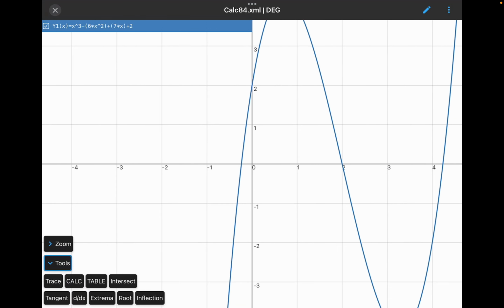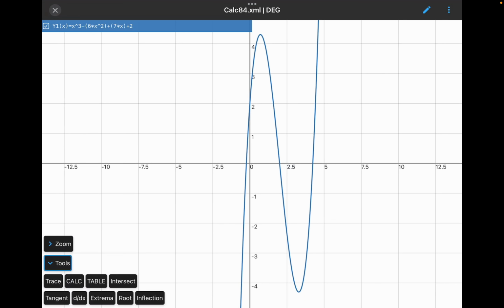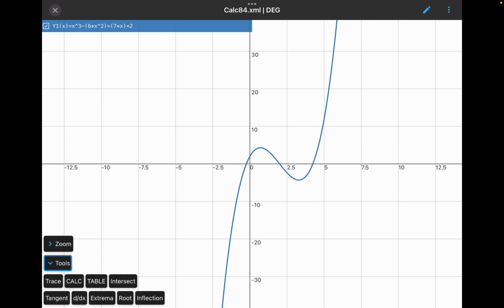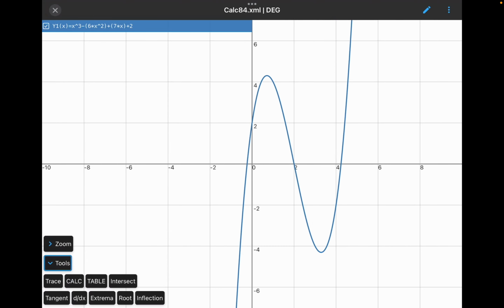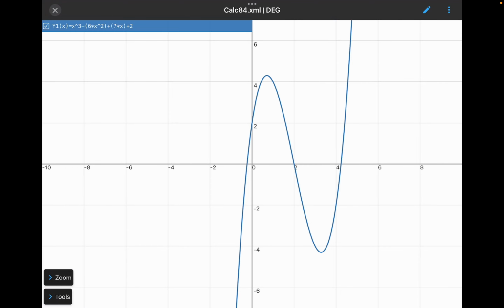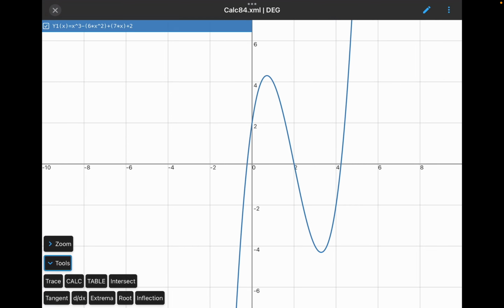If your graph looks a little bit different for some reason, or it's more stretched out perhaps, or collapsed, you can always hit zoom and go to zoom standard. Select that, and it'll turn it into this again. And the tool we want to use, we want to tap on tools, and we want to find extrema, which we just said relative maximums and minimums are called extrema. And it instantly tells us those are the 2 points.